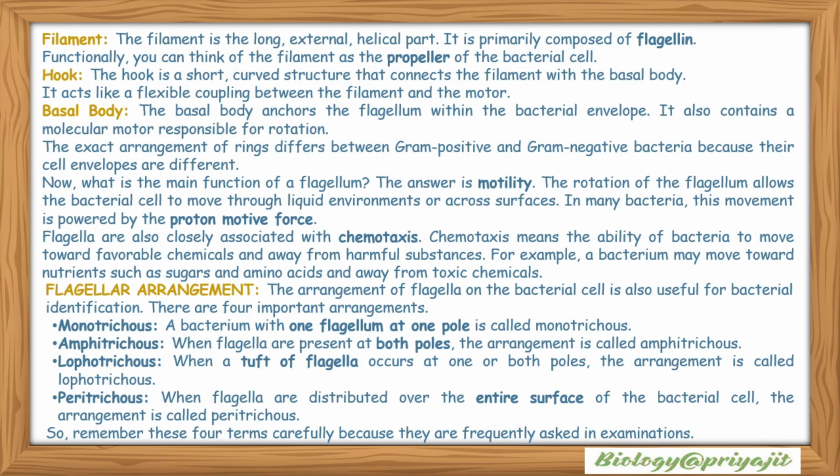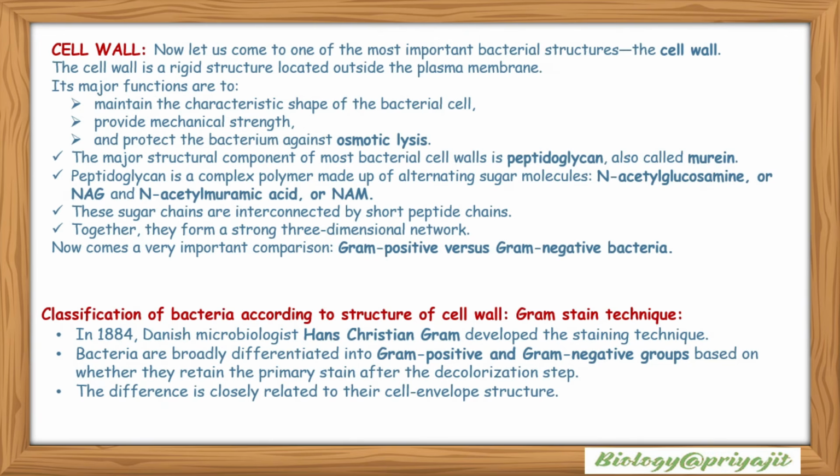And when flagella are distributed over the entire surface, they are peritrichous. Cell wall. The cell wall is made up of peptidoglycan: alternating sugar molecules N-acetyl glucosamine and N-acetyl muramic acid. These sugar chains are interconnected by short peptide chains.